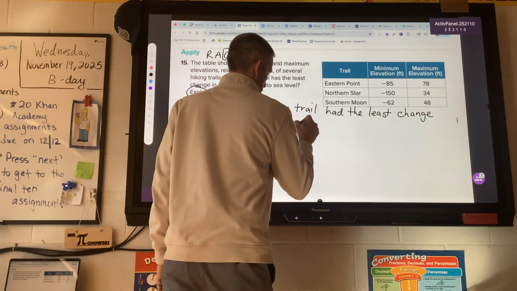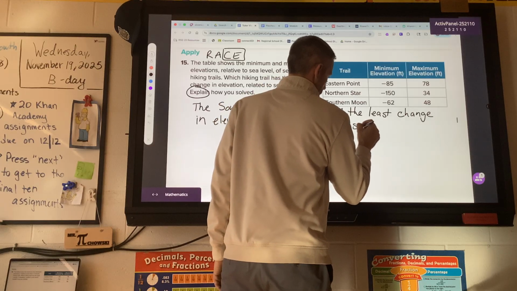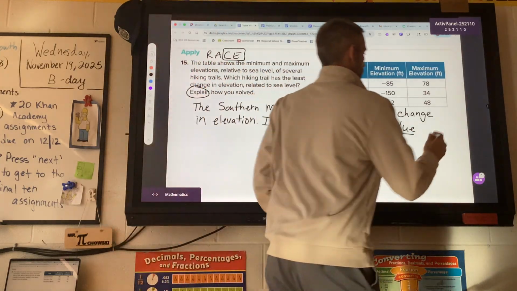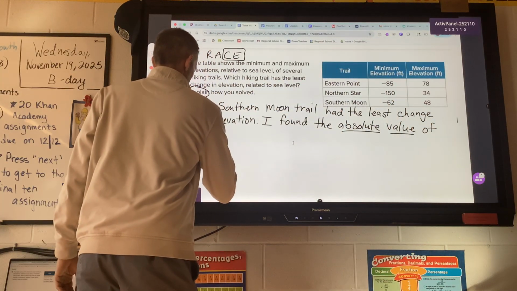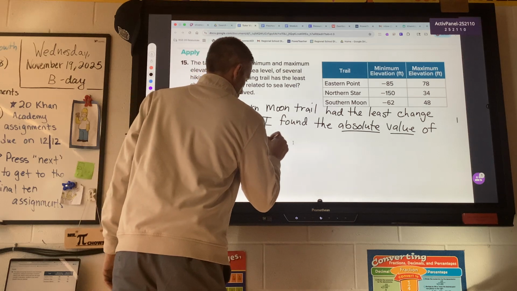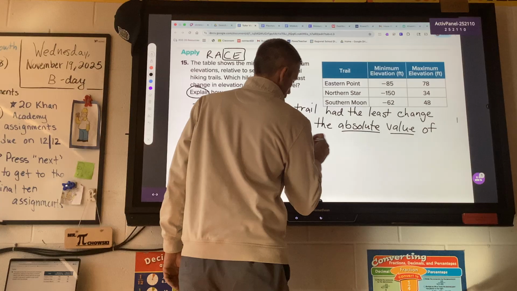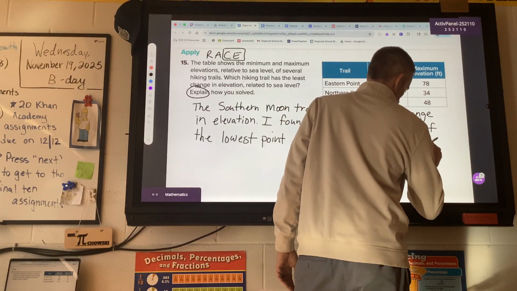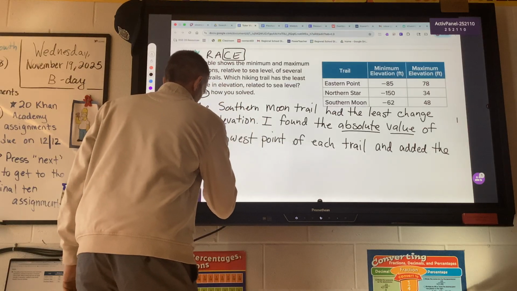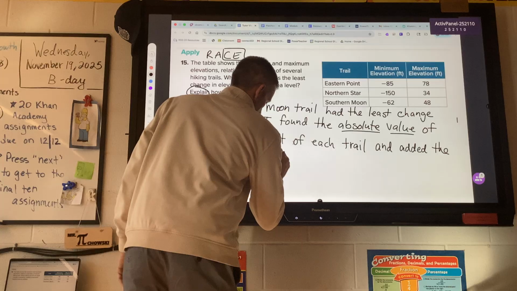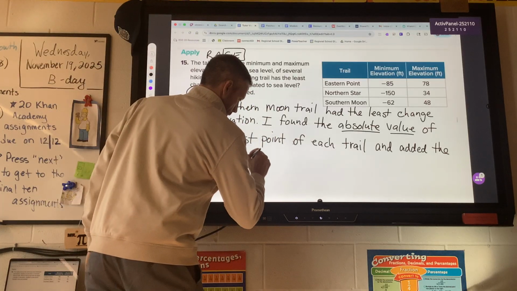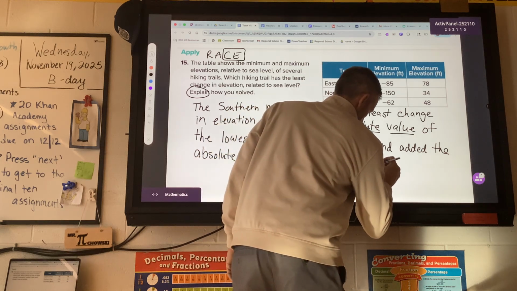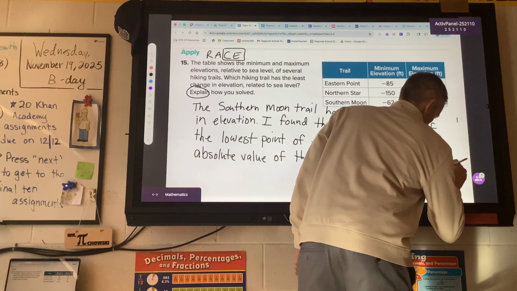I found the absolute value, which is what they're looking for, because that's what the whole lesson's about, and that's the vocab. I found the absolute value of the lowest point of each trail and added the absolute value of the highest point for each trail.